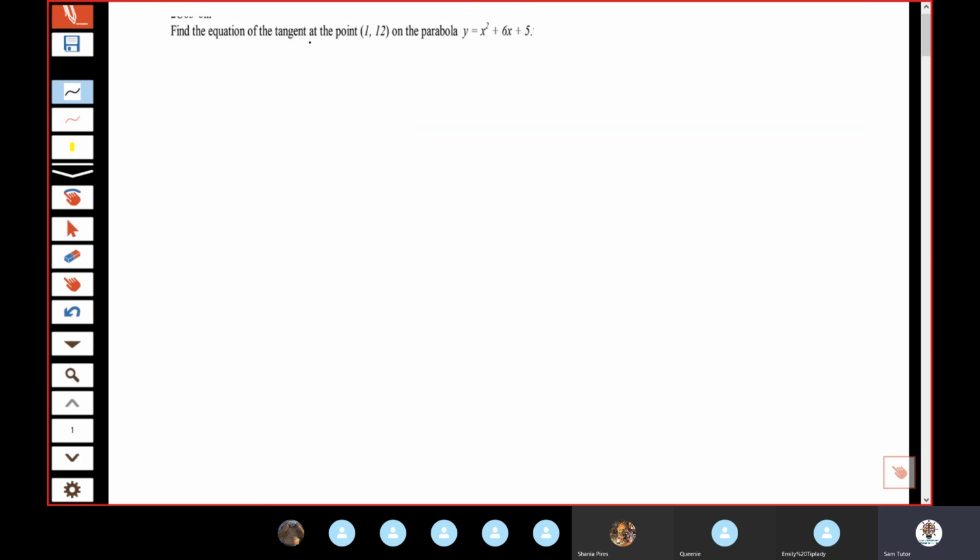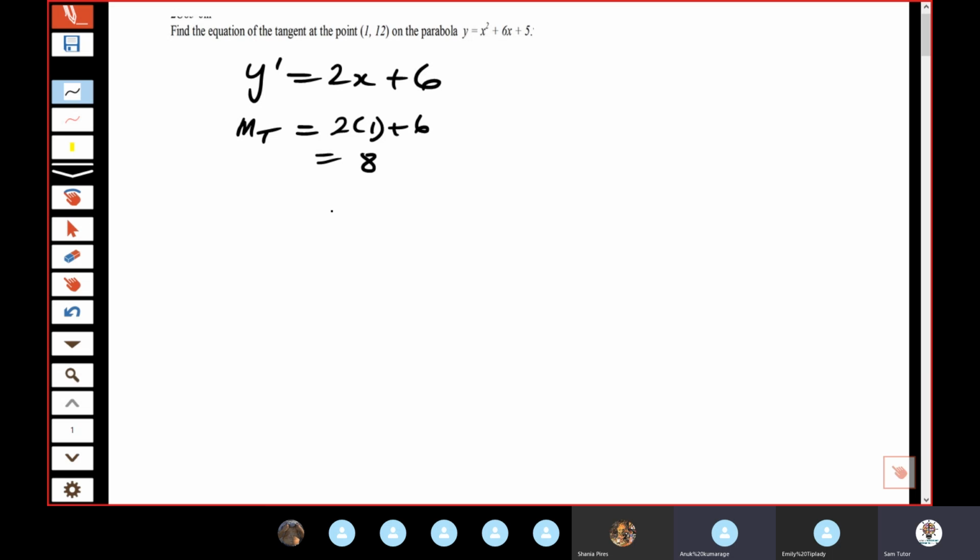Find the equation of the tangent. Anouk, let's do this one. At the point 1 and 12 on the parabola, y equals x squared plus 6x plus 5. All right, what's your first step? You differentiate it, so it's going to be 2x plus 6. You got to say y dash. Yeah. Equals 2x plus 6. Then you sub in 1. X equals 1. Gradient of your tangent. Yep. X is 1.